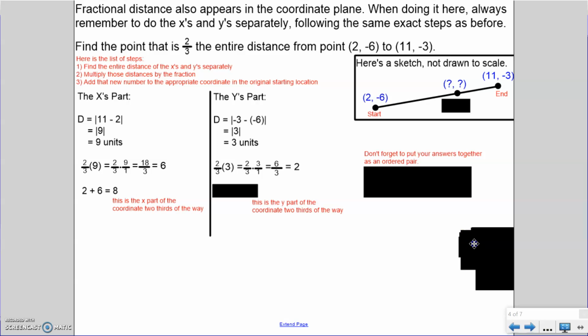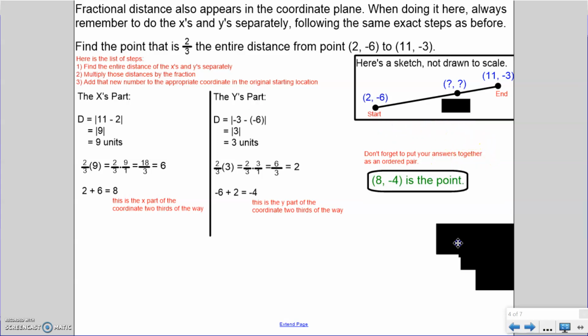Multiply that with a fraction. And then I'm going to add that number to the starting y coordinate. So -6 plus 2 is -4. So this is the y part of the coordinate 2/3 of the way. Do not forget to combine your two answers together as an ordered pair. So 8 and -4 is the point, 2/3 of the way up. That should make sense. So it's 2/3 of the way for the x's, it's 2/3 of the way up for the y's.